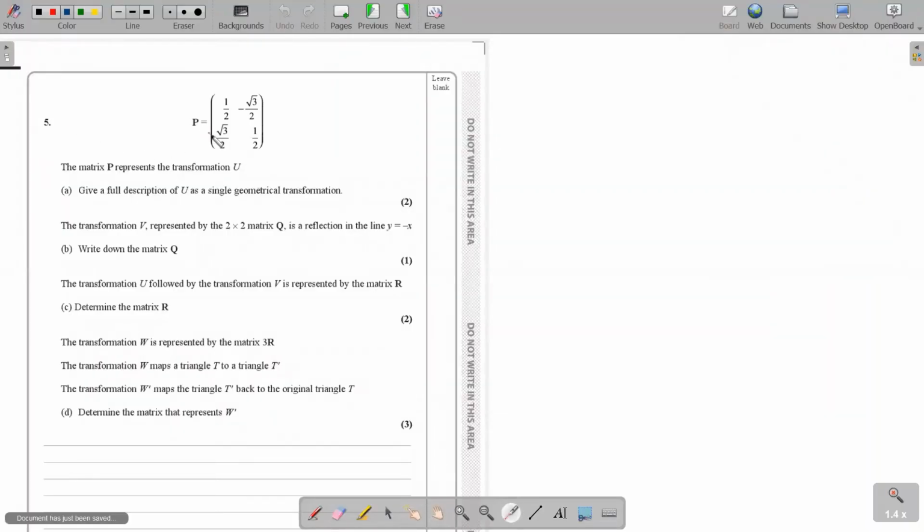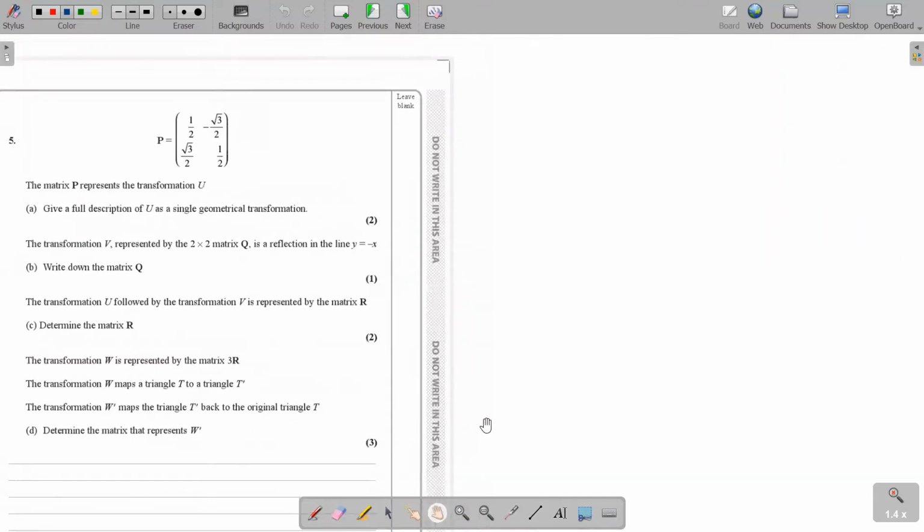Question number 5. Okay, so you can see there's a 2 by 2 matrix here. The matrix P represents the transformation U. Give a full description of U as a single geometrical transformation. Okay, how do you give the single geometrical transformation here? Always when they ask you to describe the transformation, what do you check it against?